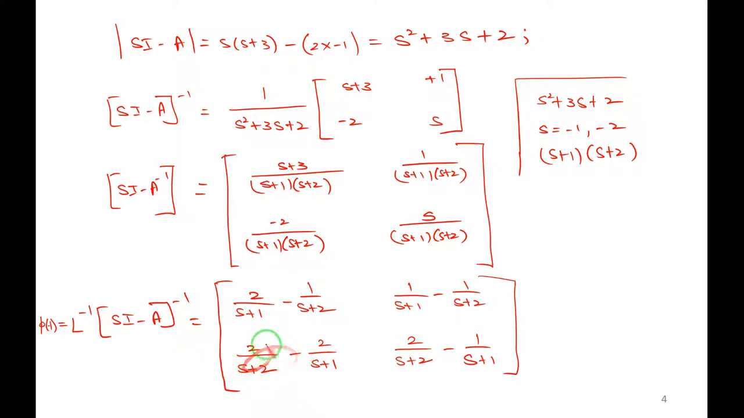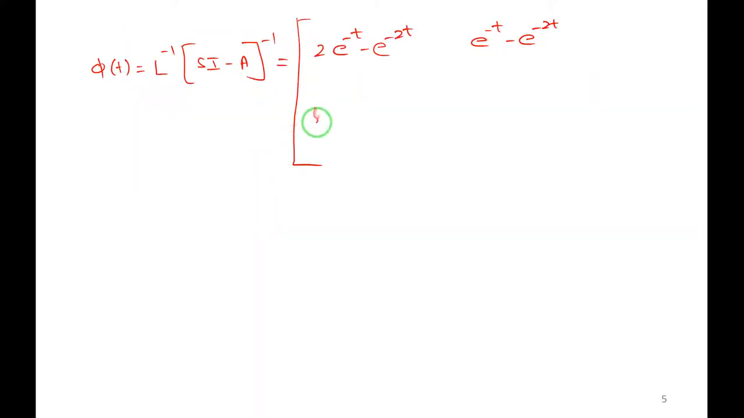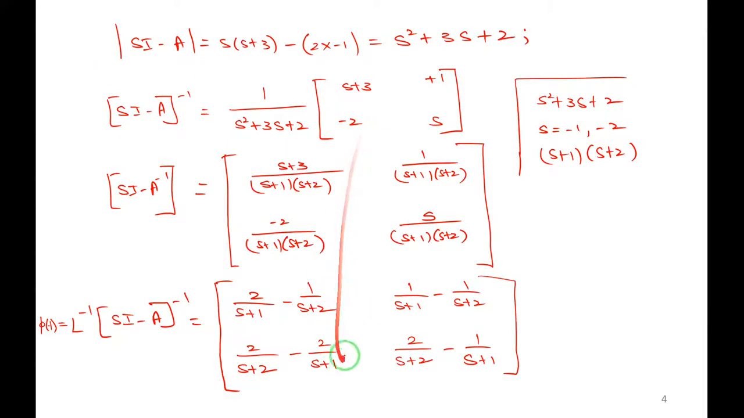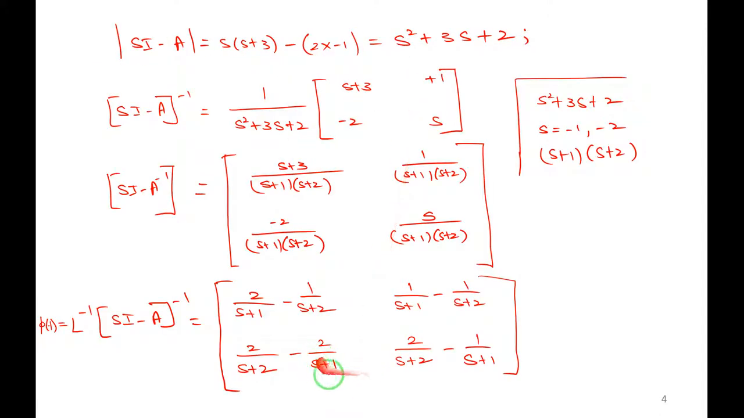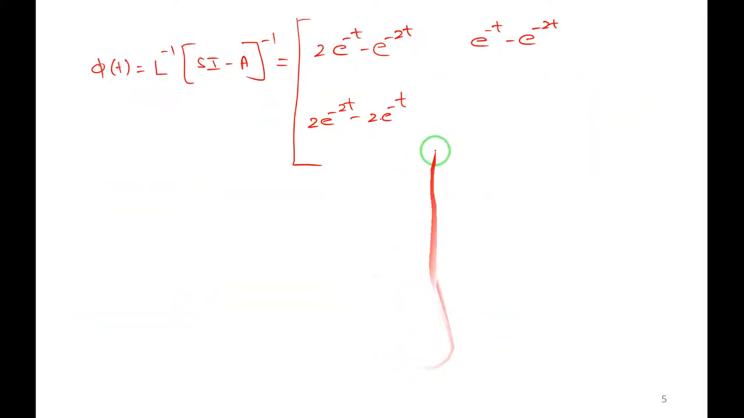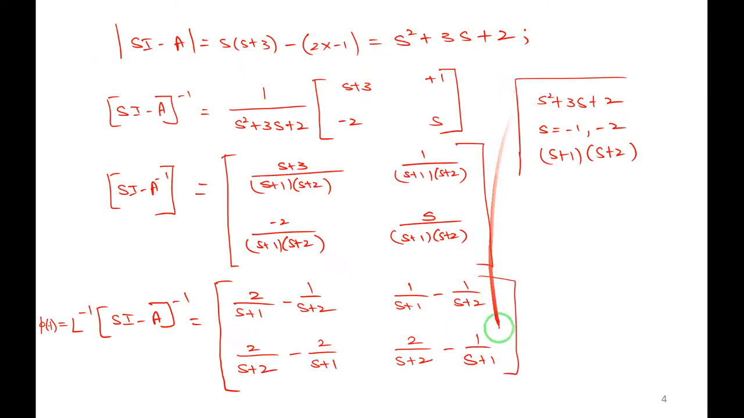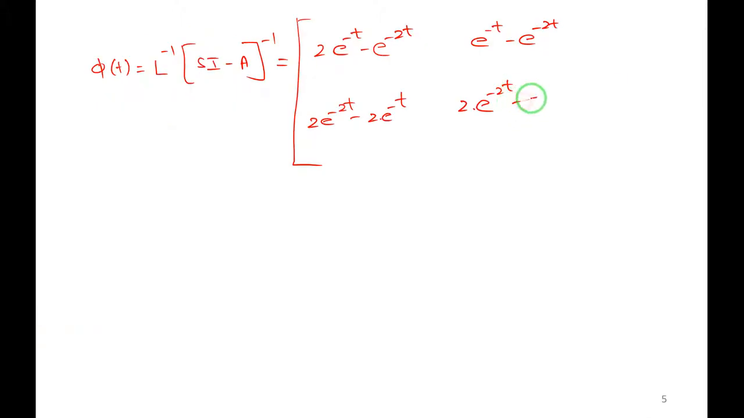Next, similarly, the third element is 2 into e to the power of minus 2t minus 2 into e to the power of minus t, because only 1 is there, right? Next, the fourth element is 2 into e to the power of minus 2t, then minus e to the power of minus t. This is the state transition matrix, right?